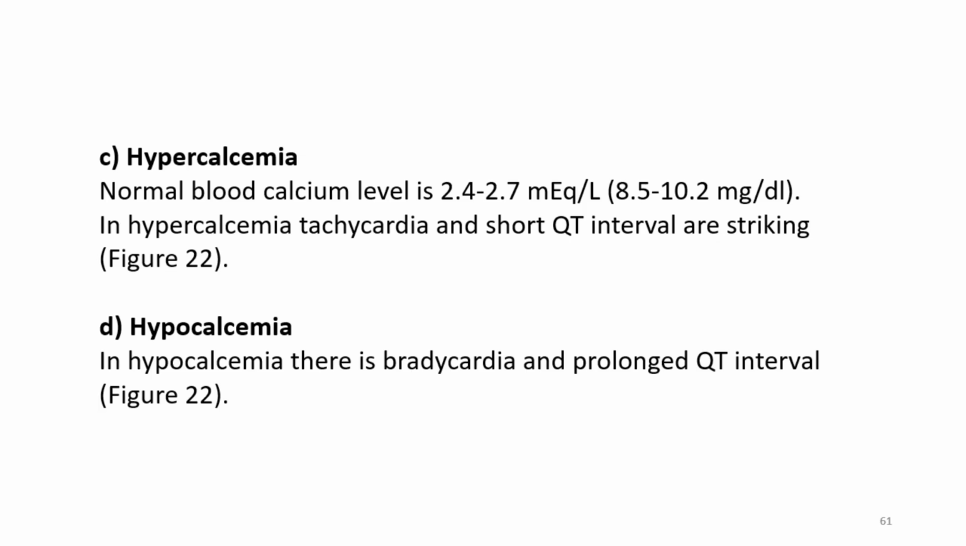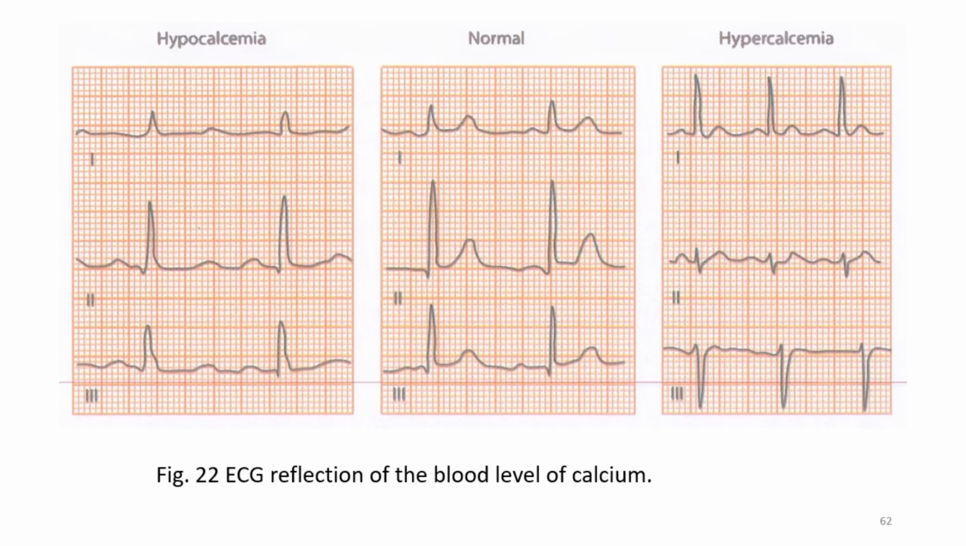Hypercalcemia. Blood calcium level normally varies between 2.4 to 2.7 milliequivalent per liter, or 8.5 to 10.2 milligram per deciliter. In hypercalcemia, tachycardia and short QT interval are striking, whereas in hypocalcemia, there is bradycardia and prolonged QT interval. Here you see a normal electrocardiogram, and then in hypocalcemia there is bradycardia, and in hypercalcemia there is tachycardia seen.